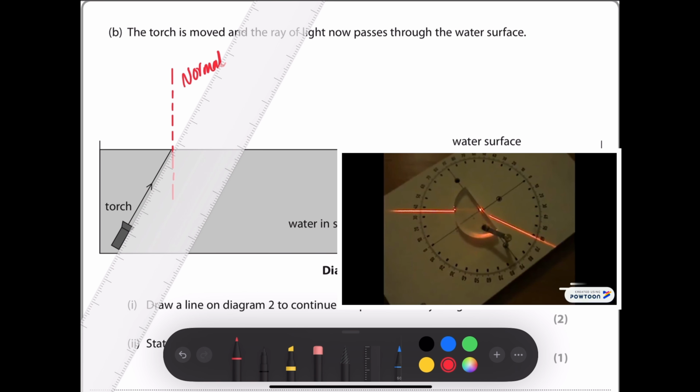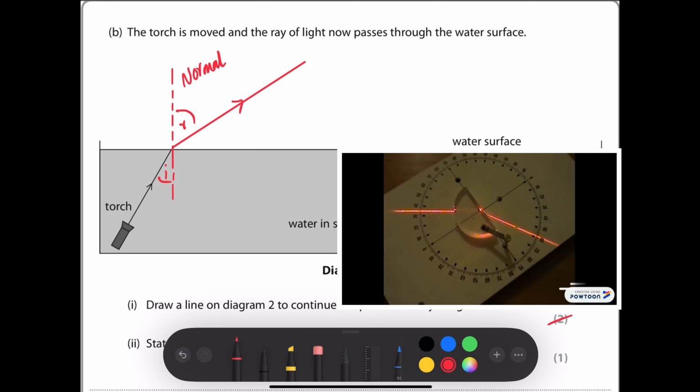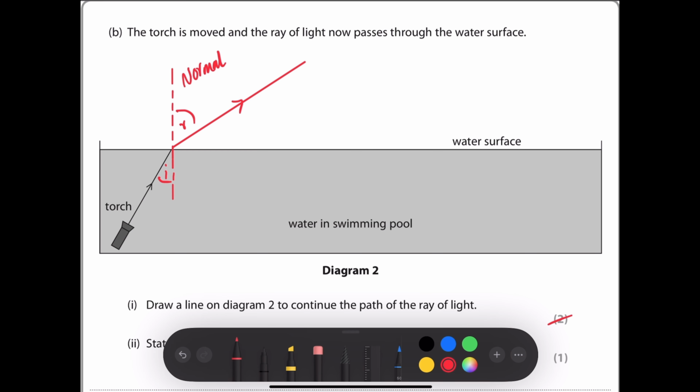You can label this angle as R and this angle as I, but you might have some concern regarding whether we have a refraction here. Definitely, because the angle of incidence is quite less than the critical angle. The examiner might ask you for calculating the critical angle in the upcoming questions or sections.